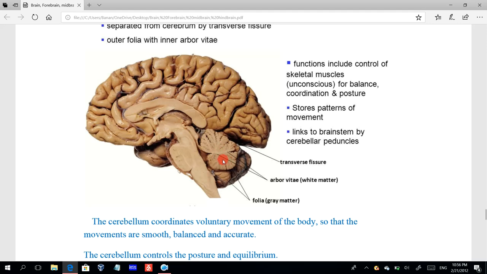And of course here, this regularity of the surface of the cerebellum is called the folia. And of course, just like the construction of the cerebrum, the outer side of this area is called the cortex, which is also a gray matter. That is to say, all the nerve body cells are collected here in the cortex of the cerebellum, and so it is called the gray matter, or also it's called folia.